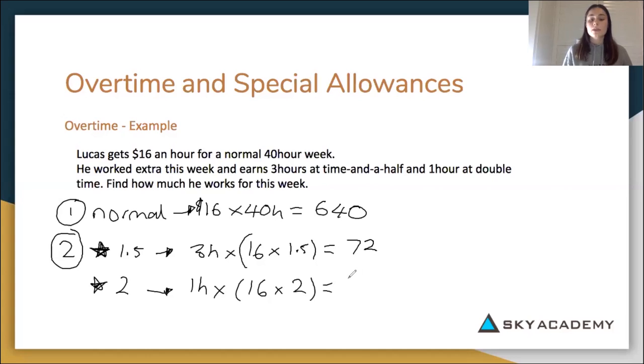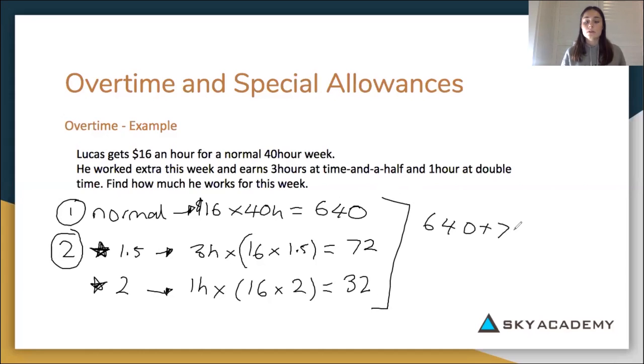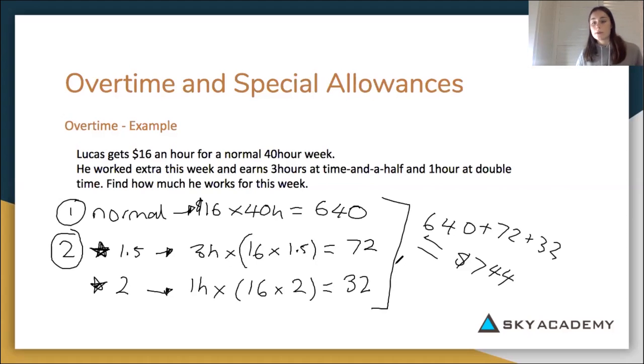So now I've done my 2 steps, my normal pay rate plus my overtime pay rate. I'm going to add them together, and that's going to give me my total income for that week. So 640 plus 72 plus 32 is going to equal a total of $744. So that's an example of overtime. I really recommend breaking it up into steps so it's clear what you have done. You can see that you've done the normal plus the bonus or the extra overtime.